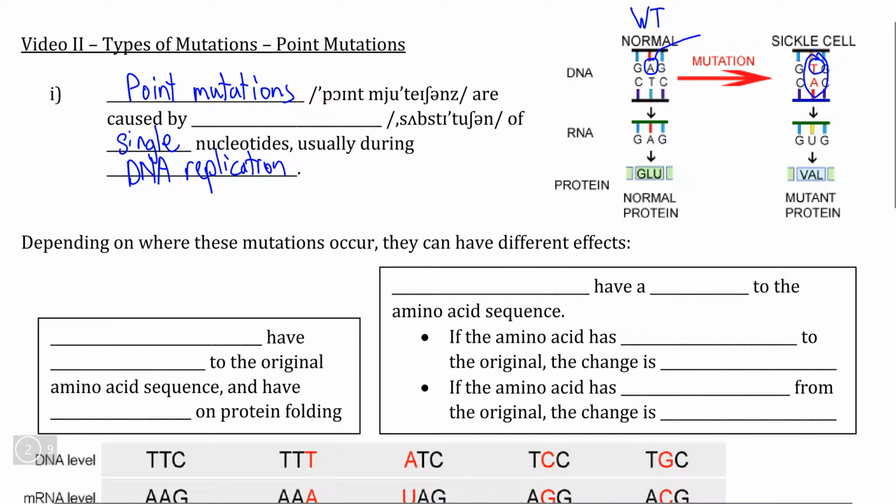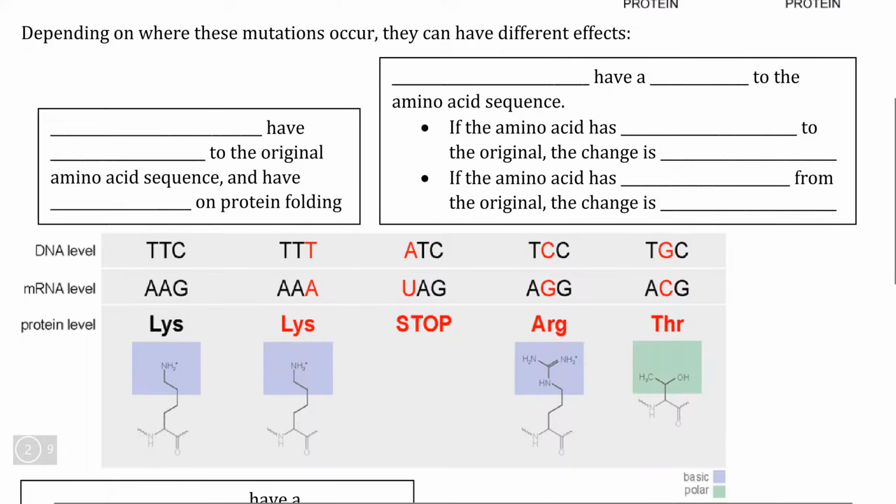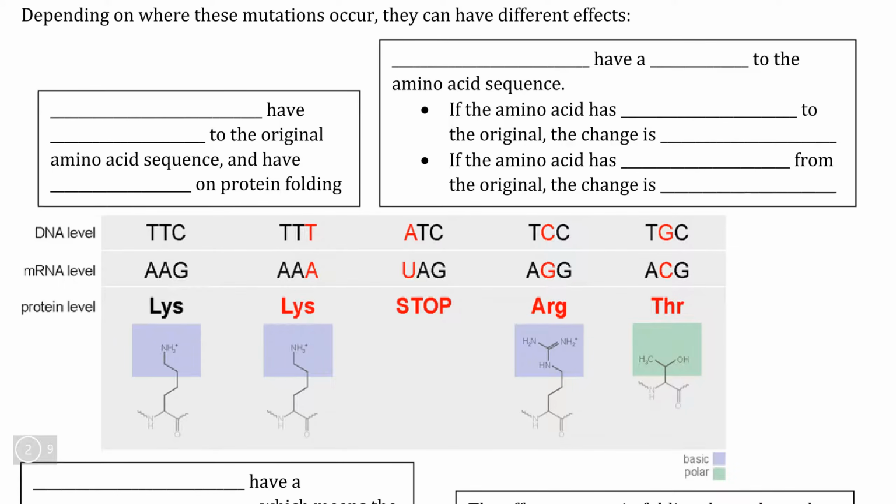In other words, the A base has been substituted with a T base here, which is why we can also call point mutations substitution mutations. Now, depending on where this substitution mutation occurs, it can have a number of possible effects, ranging from no effect whatsoever to possibly catastrophically affecting the formation of a protein.